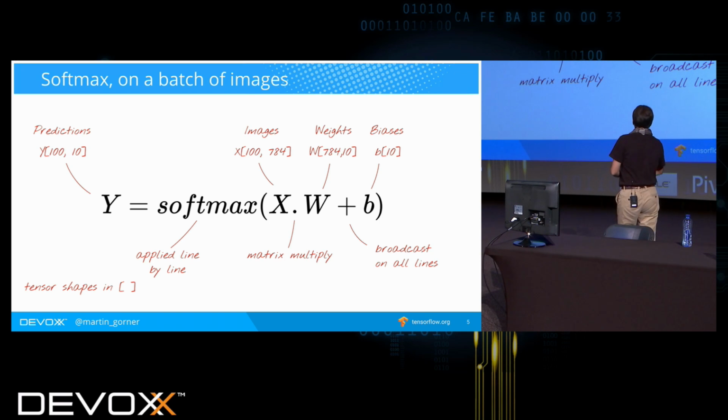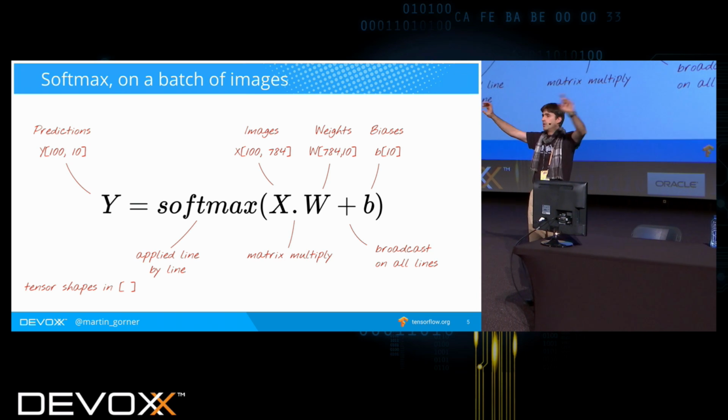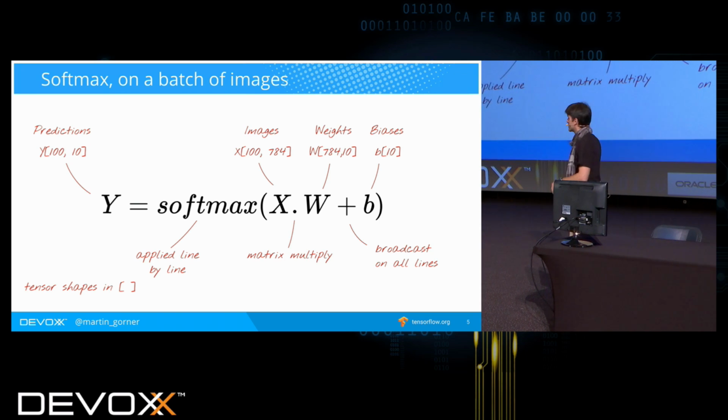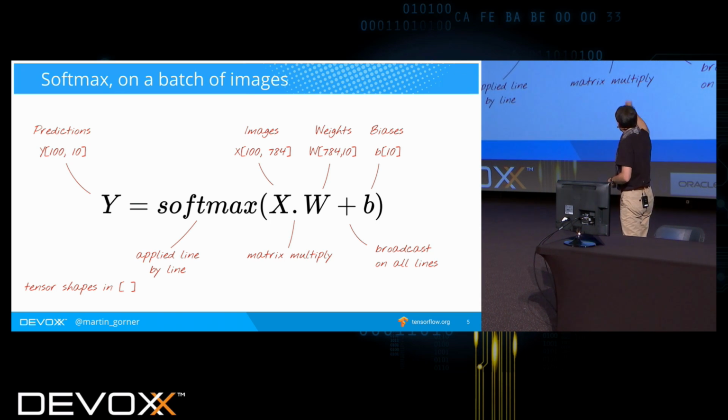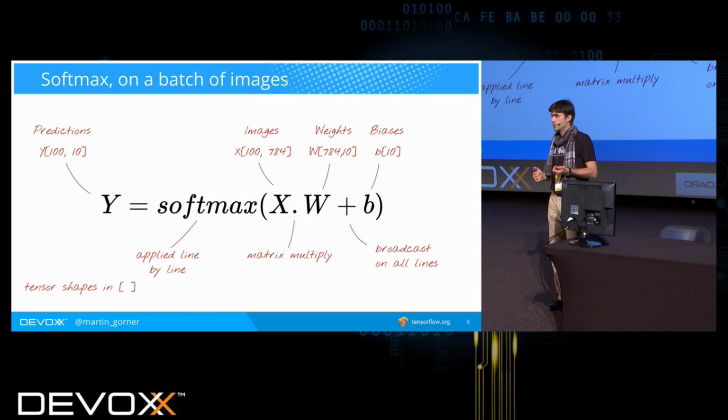So let's go through this again. We have images in X. 100 images, one image per line. All the pixels flattened in one big 784 pixel vector. Multiplying it by the weights matrix computes all the weighted sums for my 10 neurons and my 100 images.